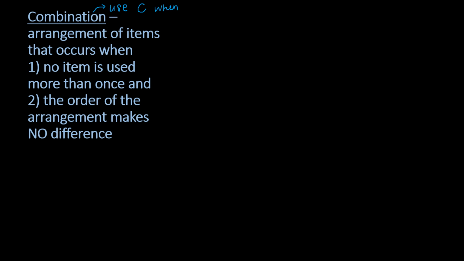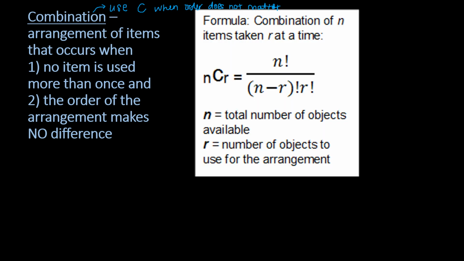You are going to use combination, or C, when order does not matter. So these are your things. You're just picking 3 people to go be on a group. You're picking 4 people to help you with a project. You're picking 5 candy bars to buy. It doesn't matter what order you pick these in.